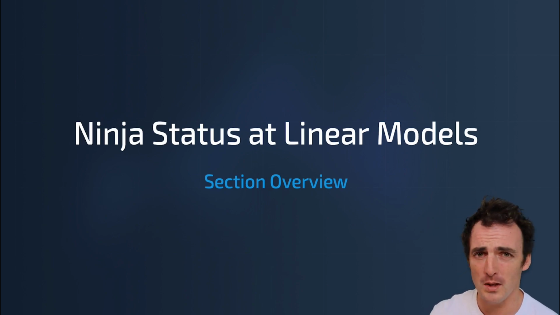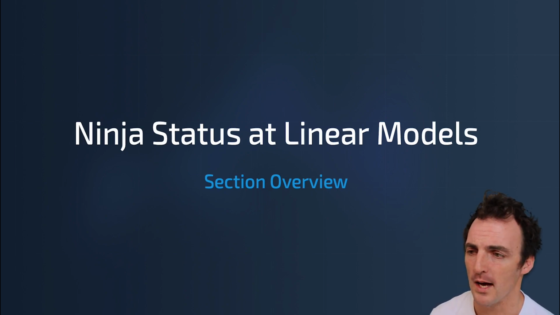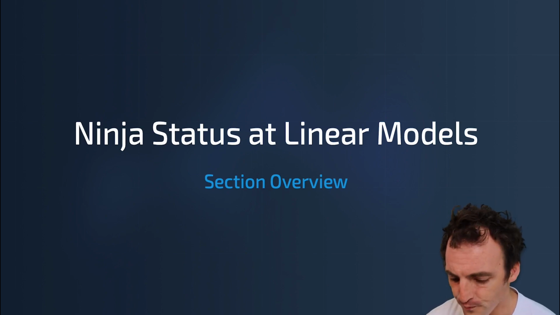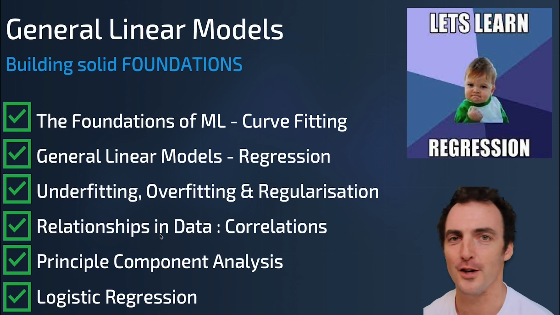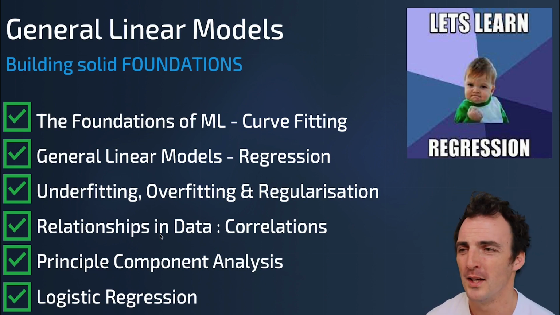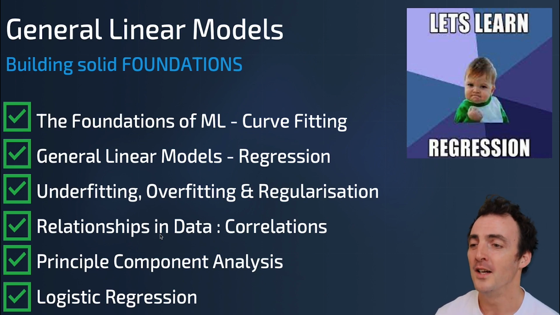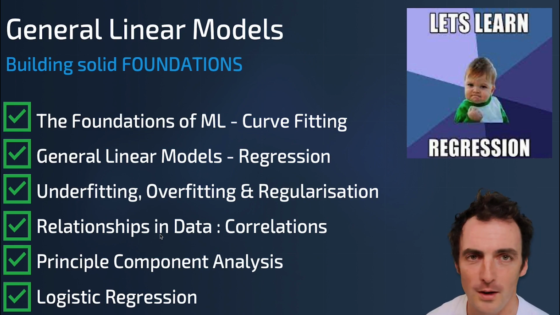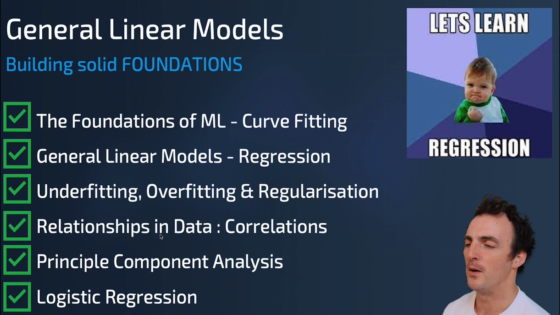Okay, so as with the other section overviews, I'm just going to fly through the general topics that we'll be looking at in this section. Sorry for the meme, but let's learn regression, right? It's all about building general linear models. Linear models are more than straight lines. Often people think linear models means straight line, but we'll get on to why it's more than a straight line. And actually, the meme is not quite right. It can be more than regression, so we're going to look at classification problems as well.